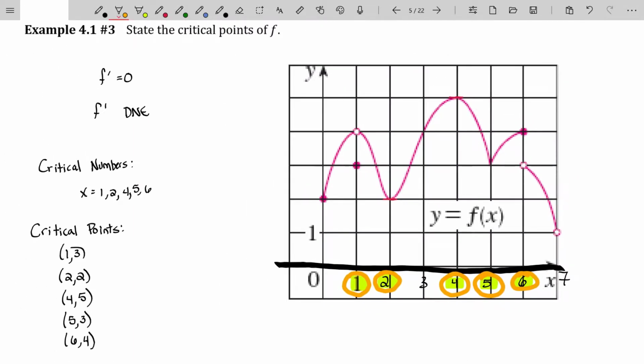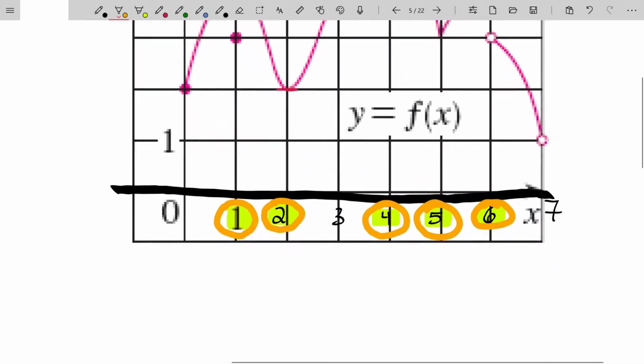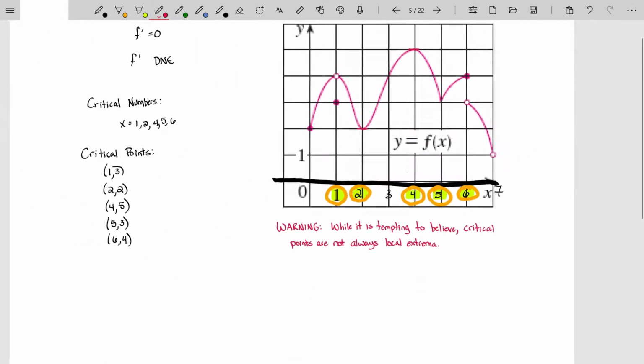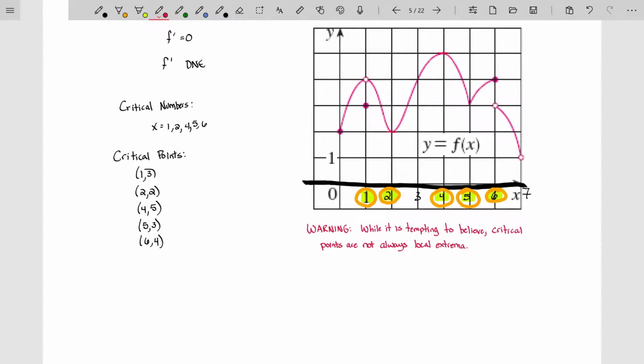Now, do not be deceived here. Having a critical number does not immediately mean that you have a local max or a local min. It's just part of the condition necessary to have a local maximum or a local minimum. So again, I don't want you to assume this, so I'm going to write this in red. While it's tempting to believe, it is not true that critical points are always local extrema. They are often local extrema, don't get me wrong, but they're not always local extrema. And actually, I think my next two examples delve into that.